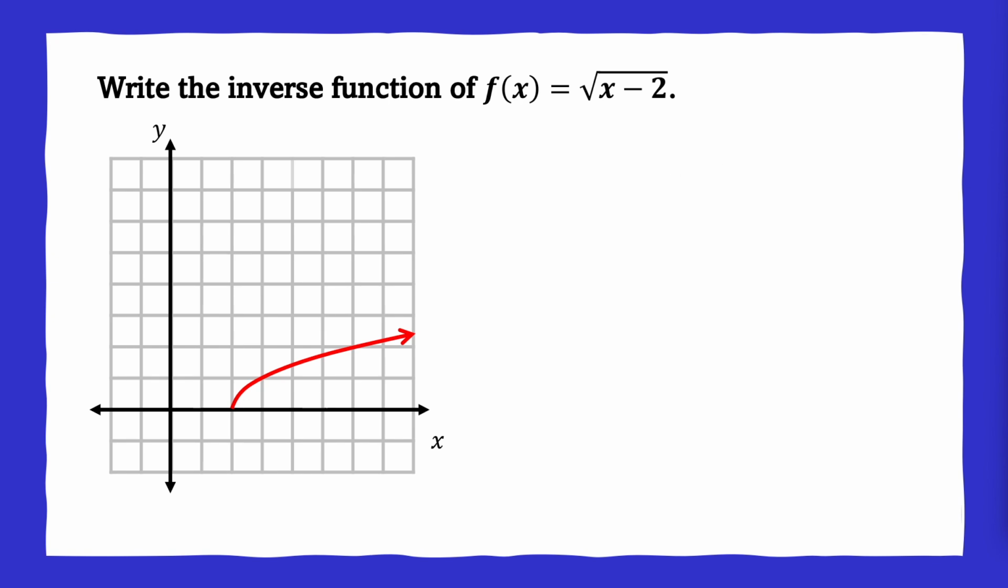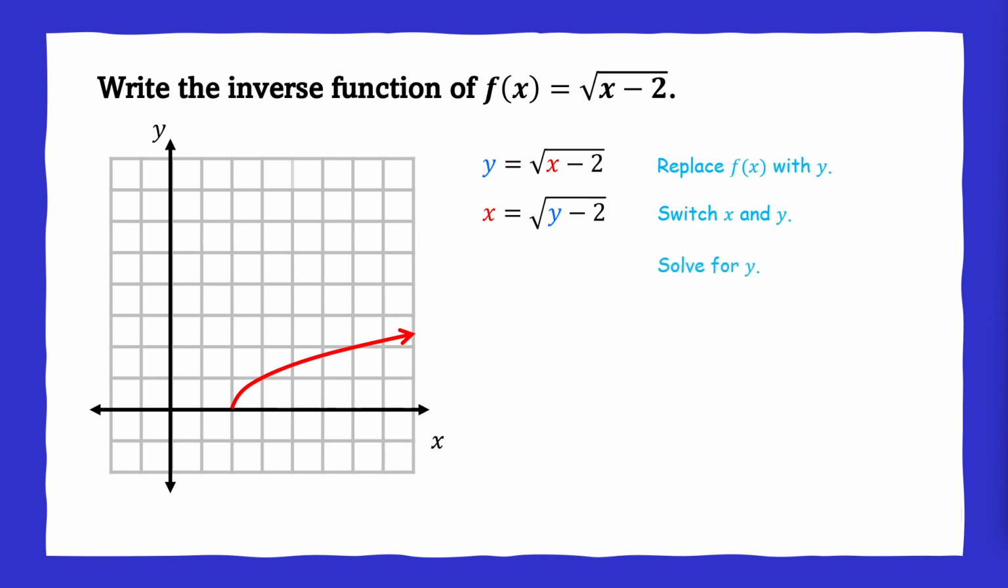Just like in the previous problem, we replace f of x with y. Then switch the roles of x and y. This way, the input becomes the output, and the output becomes the input. Now solve for y. By first squaring both sides, we get x squared equals y minus 2. Adding 2 to both sides, we get y equals x squared plus 2.